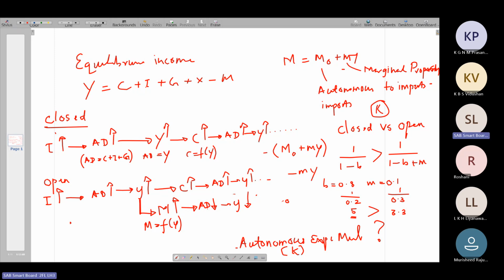So that means this effect is less powerful compared with the closed economy model. In the closed economy model, all the time there will be an expansionary effect. But here in the open economy model, apart from this expansionary effect, there is a contractionary effect on income due to higher imports, with the encouragement of imports in the open economy model. Therefore, we see the closed economy multiplier is larger than the open economy multiplier.